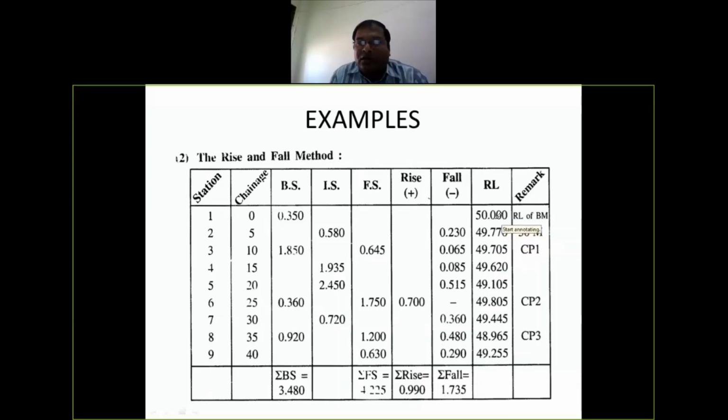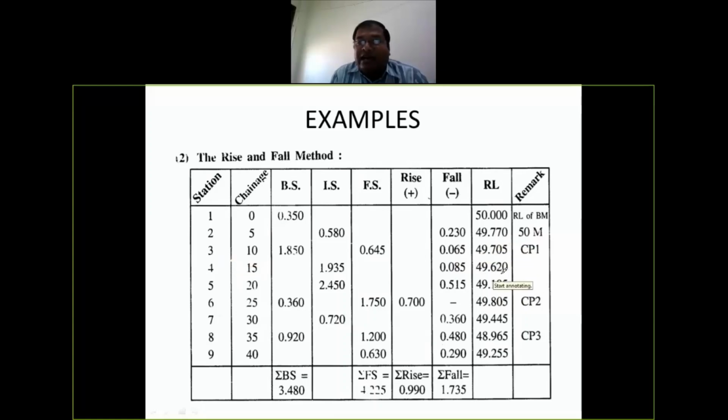50 is given to you, 50 minus 0.230, you will get 49.770. If you want to find the RL of this point 2, same way if you want to find the RL of point 3, you have to deduct 0.065. Why deducting? Because it indicates the fall, negative. So 49.770 minus 0.065, you will get 49.705, the RL of this particular point 3.